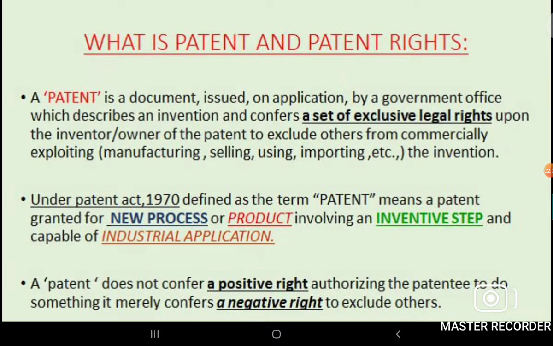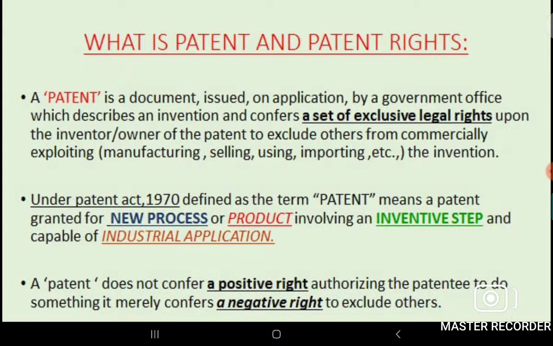A patent is issued on application by a government office which describes an invention and confers a set of exclusive legal rights upon the inventor or owner of the patent to exclude others from commercially exploiting the invention. Under the Patent Act 1970, the term patent means a patent granted for a new process or product involving an inventive step and capable of industrial application.